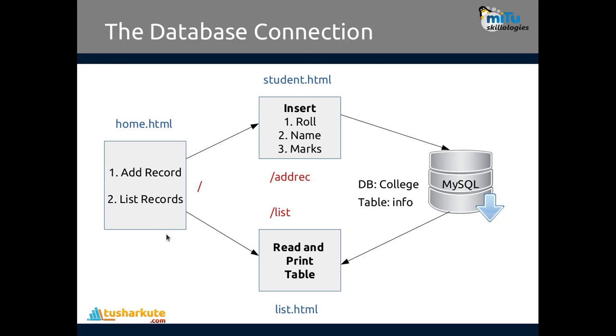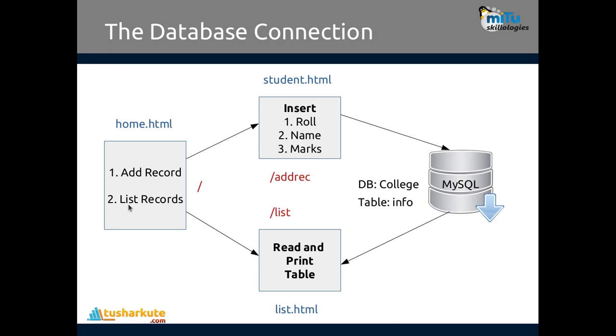I'm having a home file which is client code, with add records and list records. When I click on add records, it will go to the student.html file, which will contain the insert query and will read the information from the user, roll number, name and marks, from an HTML file, which will connect to the MySQL database and perform the insert of the information into the table. Note that your table should be already created, so it will be easy for us to insert the information from this particular code into MySQL.